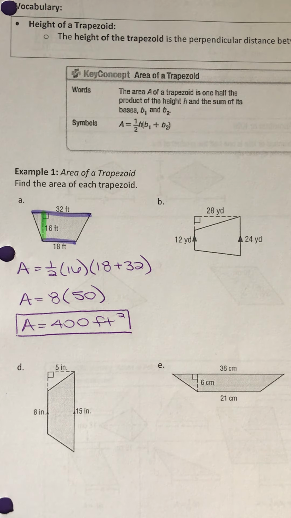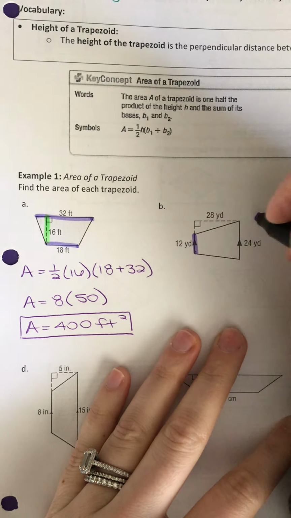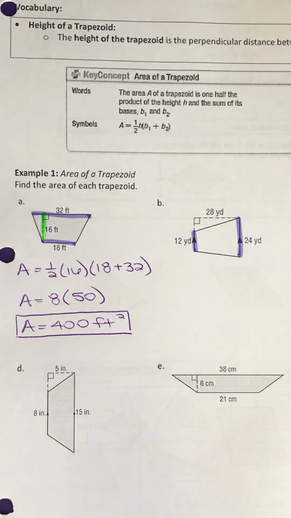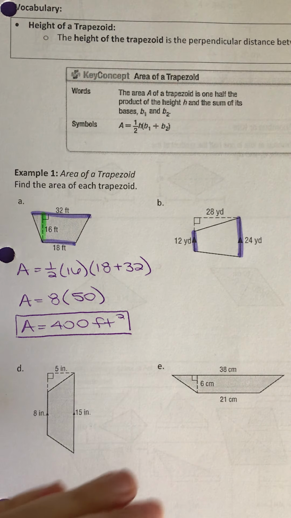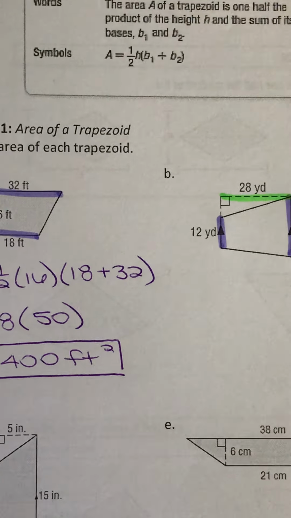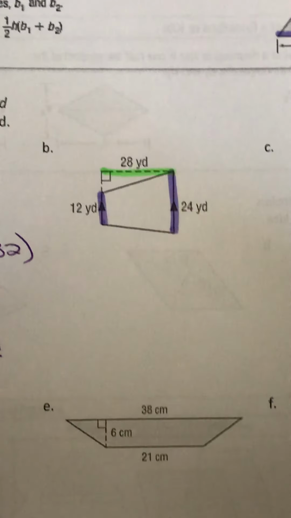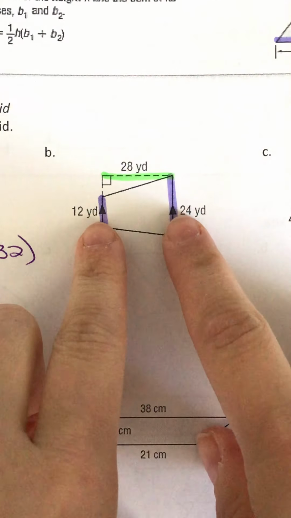I made you write that bases are parallel because they aren't always the top and the bottom. In our next example, the two sides that are parallel are not exactly horizontal lines. They are vertical lines. And our height is horizontal. So it's always important to identify which sides are parallel.